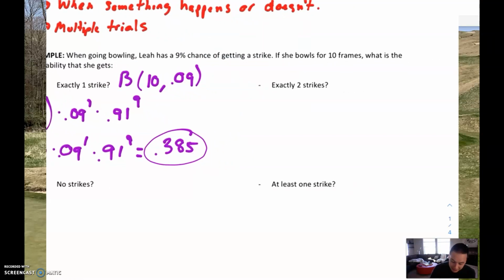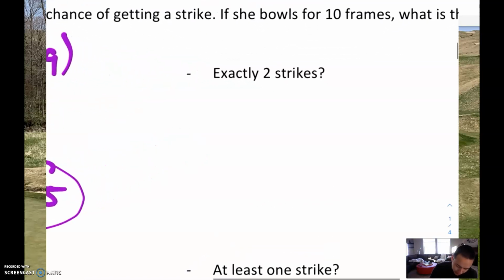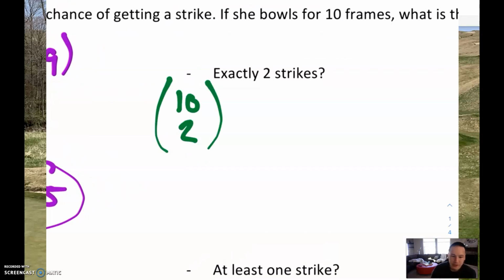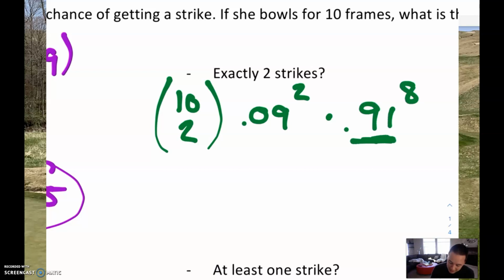Let's find the probability of getting exactly 2 strikes. So this would be a little better for her. She bowls 2 strikes. We are now going to do 10 choose 2. That will show us how many different ways she could get those 2 strikes. And it's going to be times 0.09 to the 2nd power. This is the probability of her getting a strike, and she has to get 2 strikes now. And then it's times 0.91 to the 8th power. So she's not getting a strike 91%, and that has to happen 8 times.